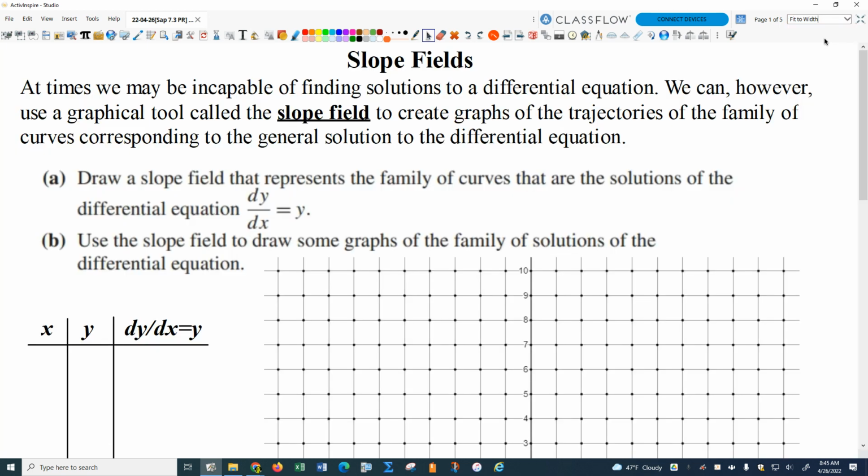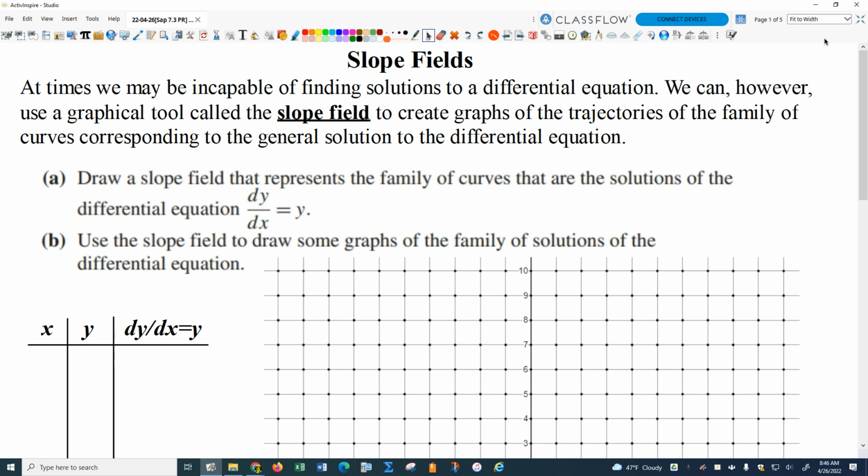Okay, the topic is slope fields, and what this is, sometimes we're incapable of finding solutions to differential equations. We just can't solve them, or they're really difficult to solve. But we still want to have an idea what the family of curves that form a solution looks like. And so we can use this graphical tool called a slope field to figure out what the solutions look like, and then we could maybe pick an interesting trajectory from that and we can still use that as a model, right?